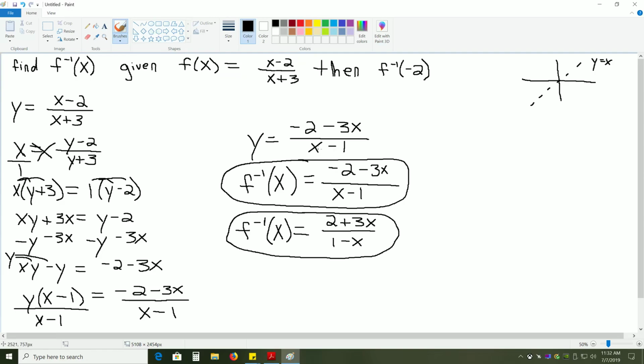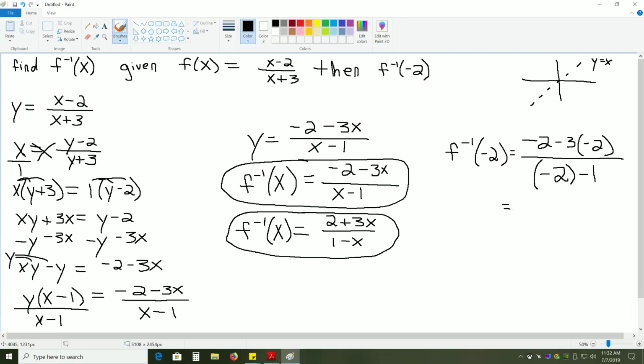Okay, so now that we have the inverse function solved for, we can now find f inverse of negative 2. And f inverse of negative 2 just means evaluate the inverse function when you plug negative 2 in for every x. So we're going to plug in a negative 2 into this x and this x, giving us (negative 2 minus 3 times our negative 2 for x) over (x minus 1 just becomes negative 2 minus 1).